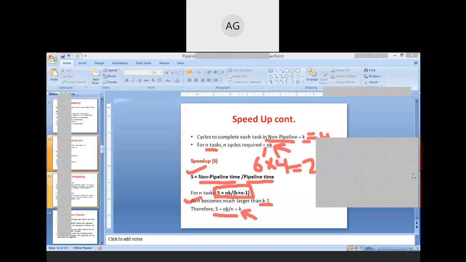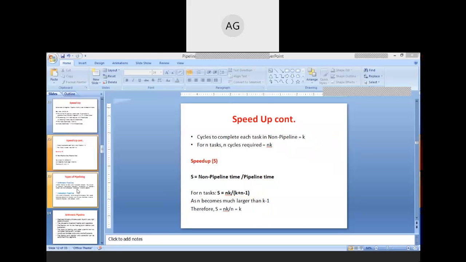Just remember the formula of speed up. Speed up is calculated as non-pipeline time upon pipeline time, and its maximum value is k. Here the value of k is 4 because it is a 4 segment pipeline, so the maximum value of speed up here is 4. Moving to the next slide.